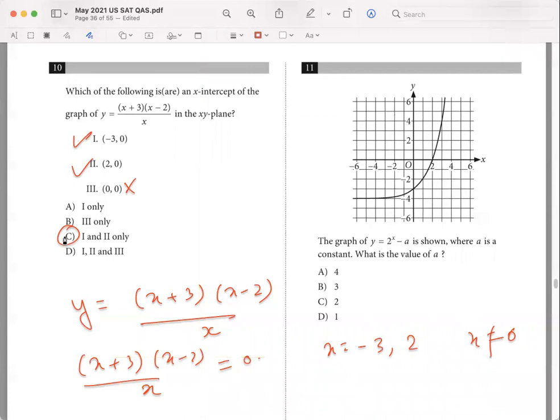Question 11, the graph of y is equal to 2 to the power x minus a is shown, where a is a constant. What is the value of a? Okay, so I can work with this point.